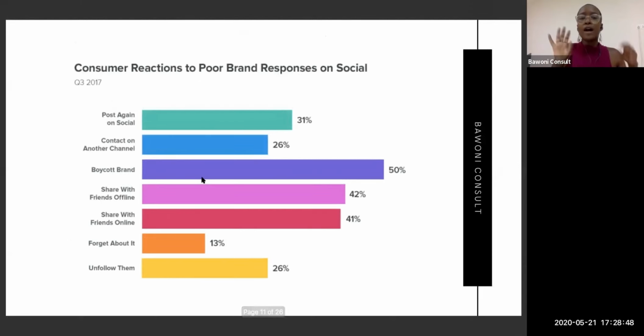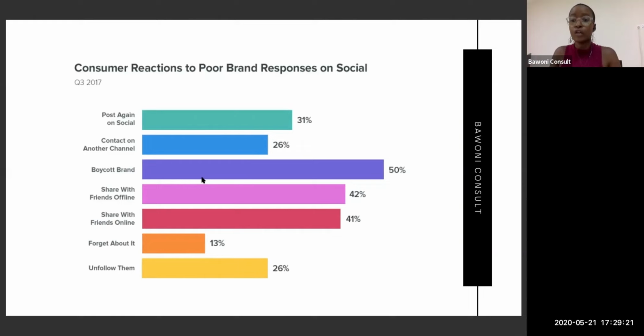Okay, so I love this image because it shows what your customers' reactions would be to a poor brand response on social media. This is a situation where a customer has posted on social media and tagged you or your business, and you haven't responded. There are different ways they can react. Either they will post again, saying, oh my God, I can't believe they didn't respond, and keep ranting about the problem they're having, or they'll contact you on another channel. Maybe you're not responding on social media, so they might contact you on WhatsApp.